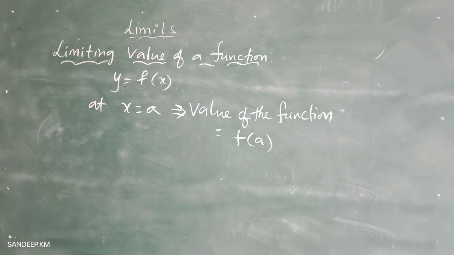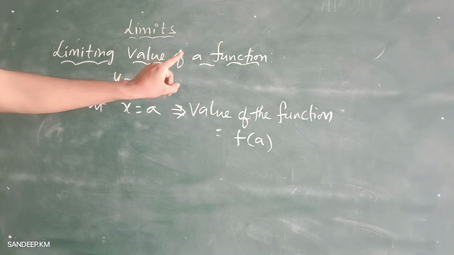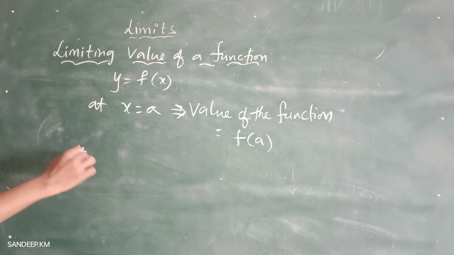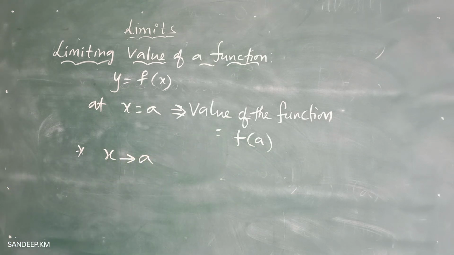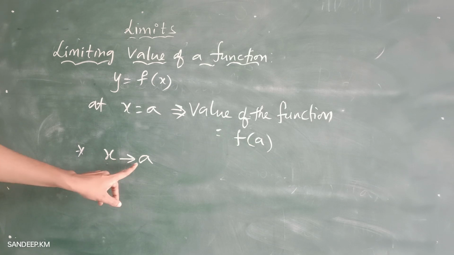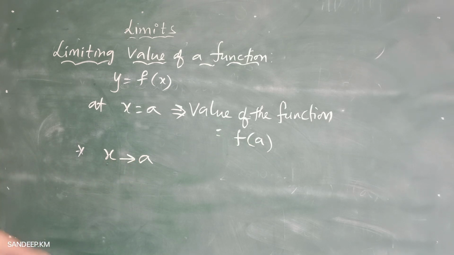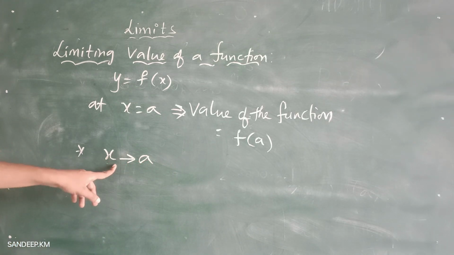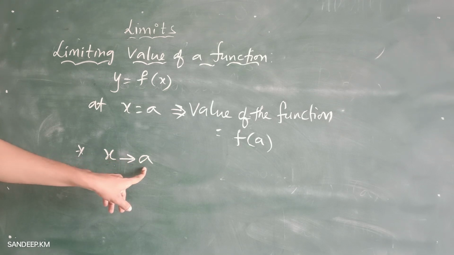For some functions, f of a exists as a finite number, sometimes it does not exist. Whatever it is, f of a is called the value of the function. Then what is the limiting value of the function? To understand this, let us assume that x is not a, but x is approaching a. X is approaching a means, dear students, x is a value which is very near to a. It can be just lesser than a, or just more than a. This means that x is approaching a, a value very close to a.